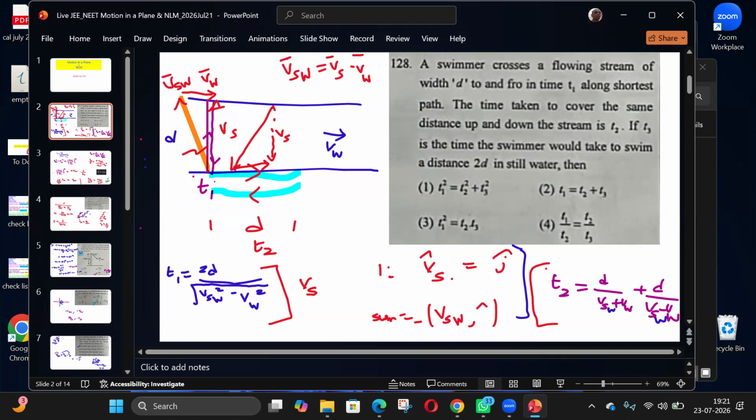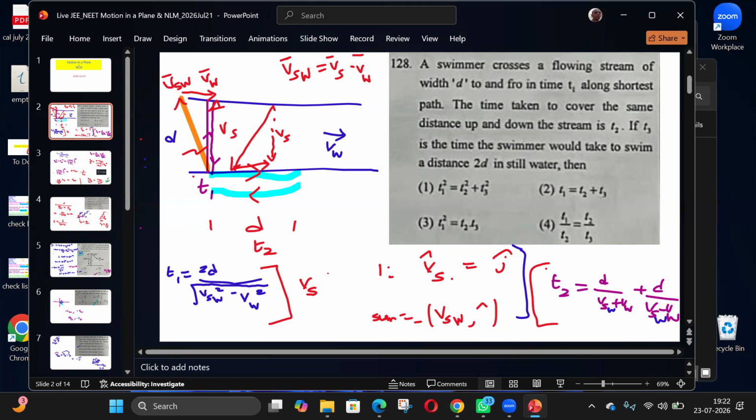So in the first case, he's heading like this, but with respect to the ground he'll go straight in the shortest path. Only by heading at an angle, the water will take him in this direction. So with respect to the ground, he'll appear as if he's going straight, the shortest path. While coming back, he's heading in this direction. So the relative velocity plus the velocity of water will give the velocity of swimmer in the shortest path. Second case is going along the water, so the time is d divided by the velocity of swimmer with respect to water plus the velocity of water. While coming back, it will subtract. It will oppose this speed. So this is T2.